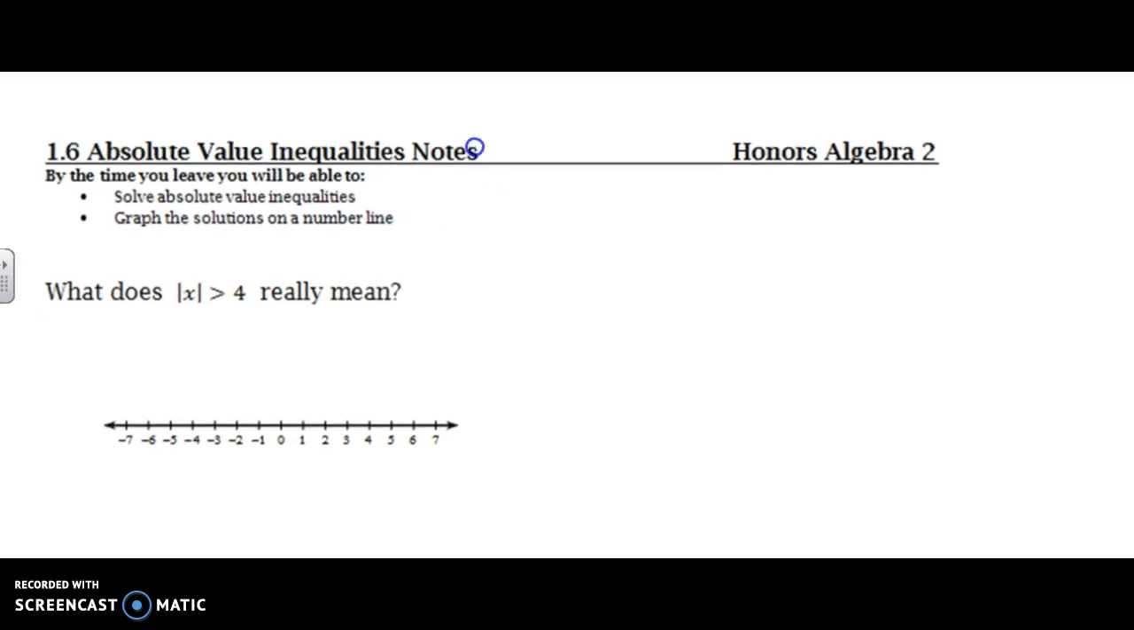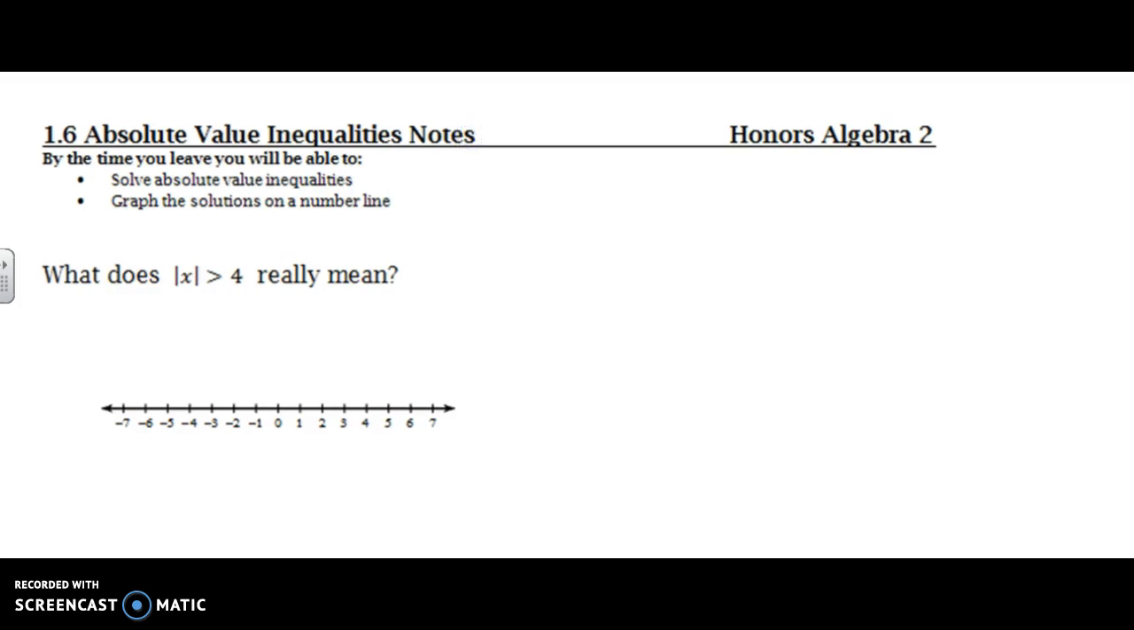We were talking about absolute value. Absolute value of x means distance. So when we see something inside absolute value bars, we know that we're referring to the distance of something. And if it's a variable, we're talking about some number that we're not sure about. Well, now we're going to combine that with inequalities.